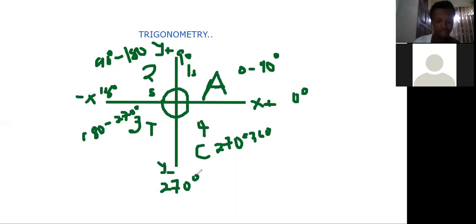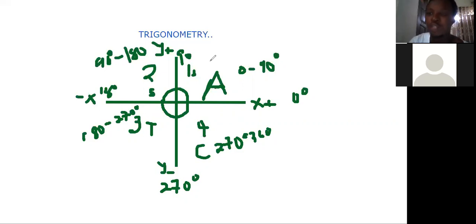Looking at this, we are just trying to say that here, all the trig ratios will be positive. That is to say that if you have any angle ranging from 0 to 90, any trig ratio you are going to use, you should be able to get a positive answer. Let me give you an example. If you have your calculators around, when you check cos 40, the answer should be positive.